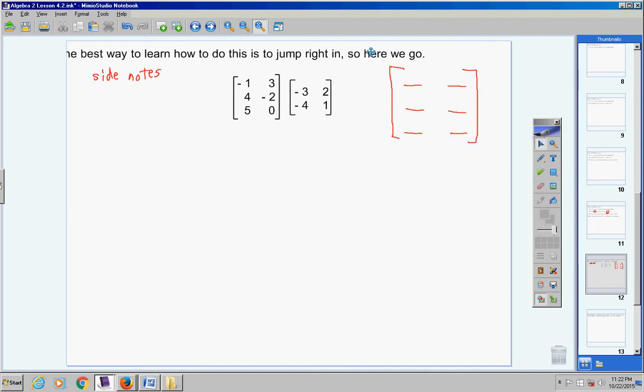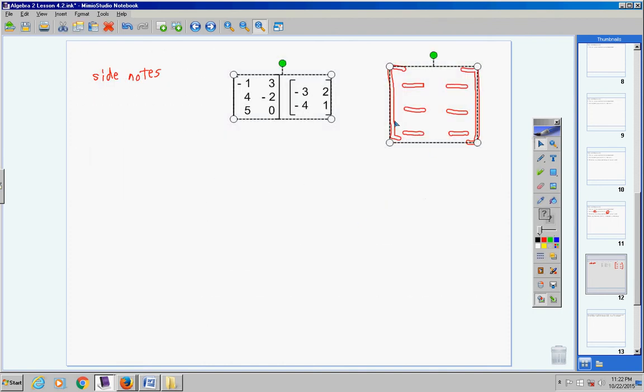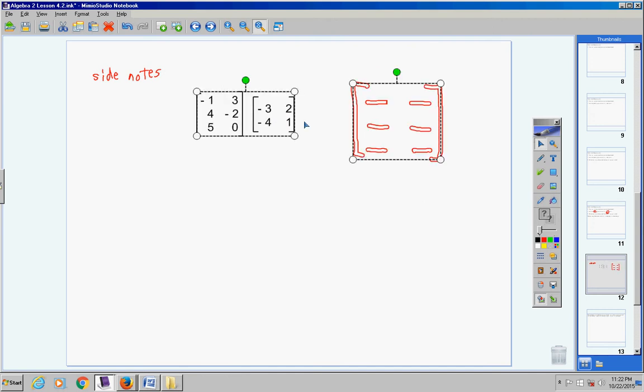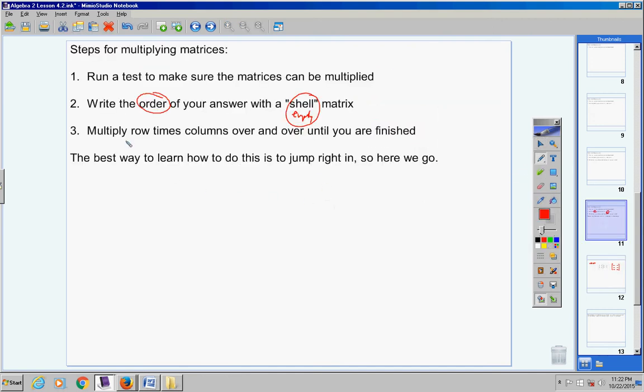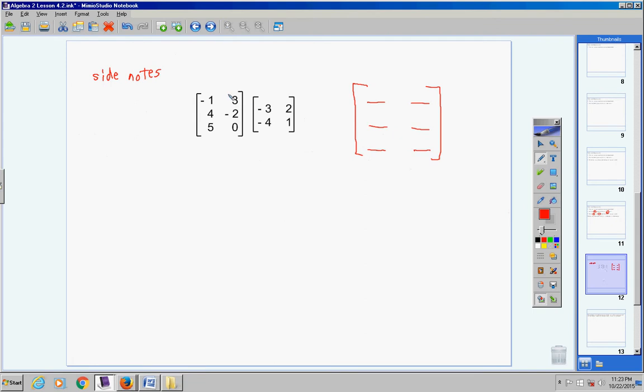Now, step 3 says to multiply your rows times your columns over and over and over until you're finished. So here's what you do. You always take your first row. Got it? Always. Always take your first row in your first matrix and you multiply it times this column like this.